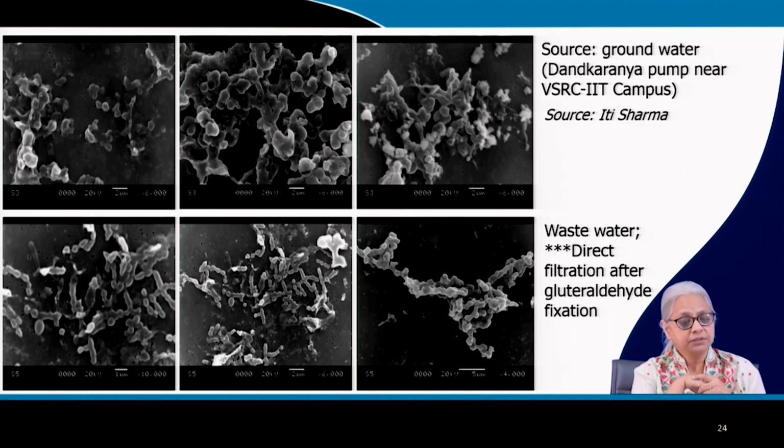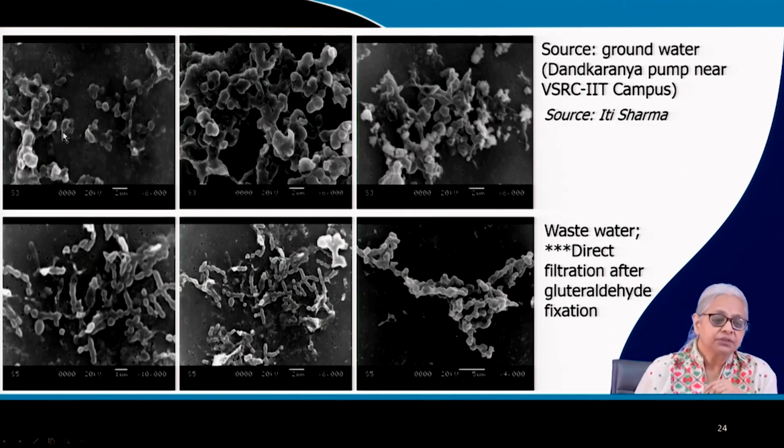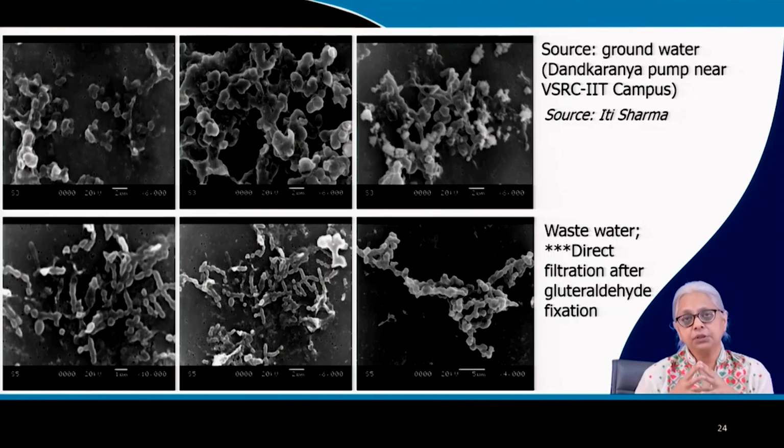Then we have two other sets of samples: groundwater and wastewater samples. You can see that when you're dealing with natural water samples, you have a huge mix of species as well as organic matter from various other sources. So it becomes very difficult to differentiate between microorganisms and the organic matrix that may be part of the sample.